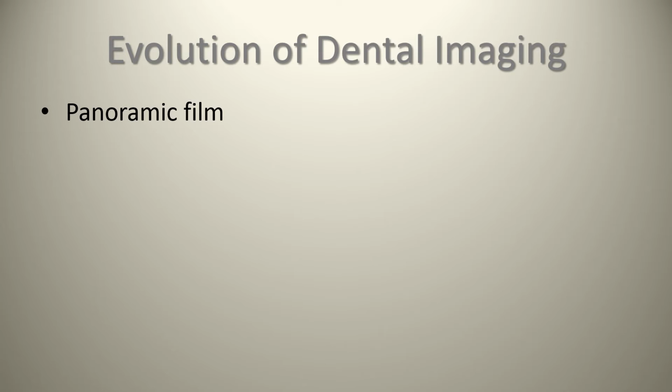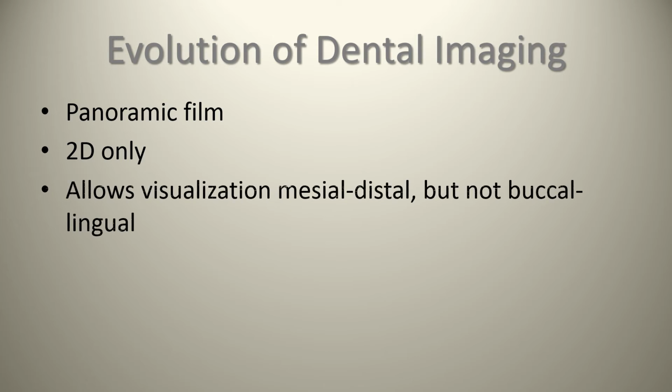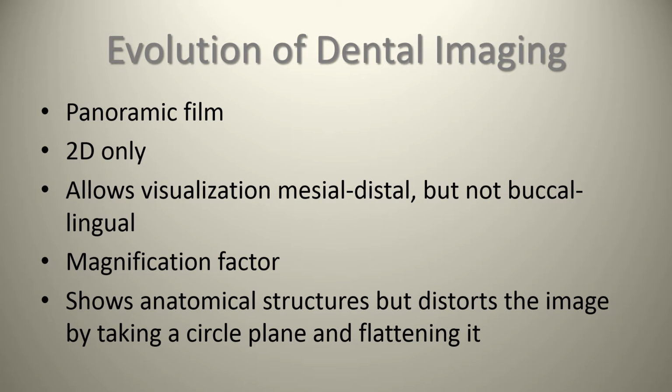However, this was also only a 2-dimensional image, and it allowed visualization of mesial distal, but not buccal lingual relationships. There was also a magnification factor that became a bit of an issue, and this was anywhere from 20 to 30%, depending upon the system which you have. And panoramic images would show anatomical structures. However, with the magnification factor, there would be some distortion of the image simply by taking a circular plane and flattening it.